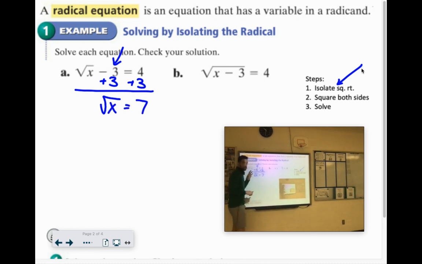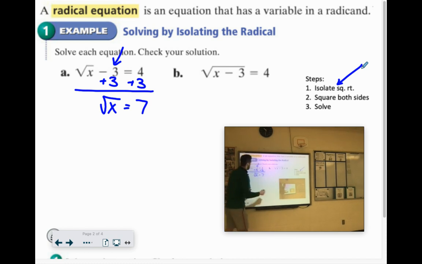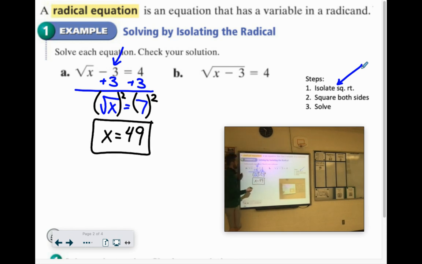Great, we have the square root all by itself, so we go to the next step, which is to square both sides, because squaring and square rooting, those are inverse operations. They cancel each other out. So we're going to square this side, and we're going to square the right side. The square root of x squared just becomes x, and then 7 squared, 7 times 7 is 49. So that's our answer. Now if you check that in the original equation, square root of 49 minus 3 equals 4. Square root of 49 is 7, minus 3 equals 4. So that one works.